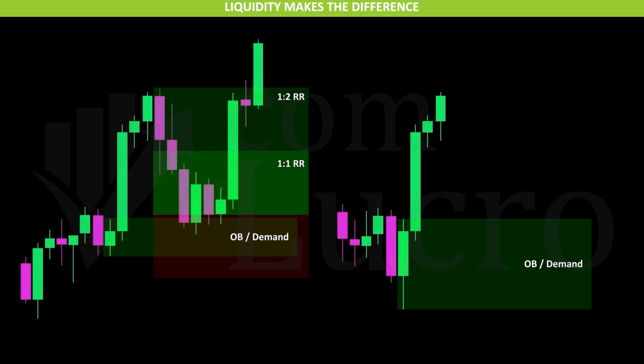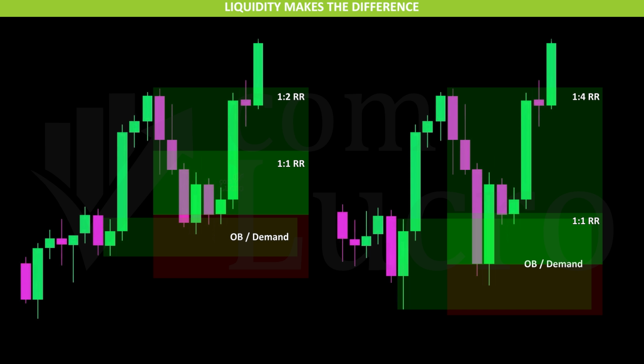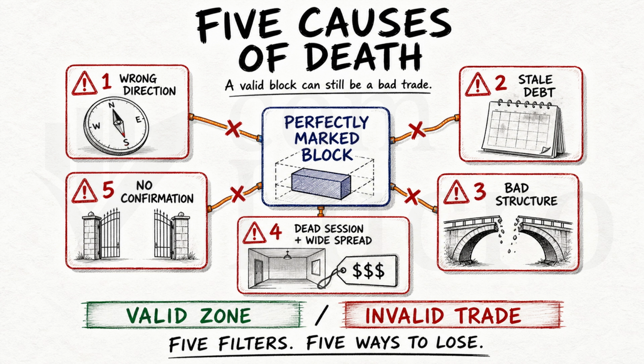If the zone is large, you have 2 options. Enter around the middle for a better risk-to-reward ratio, or drop to a lower time frame and let price show you rejection before you commit. Both are defensible. What isn't defensible is entering at the far edge of a wide zone and then calling the stop out a bad setup. So that's the anatomy. Now let's talk about why a perfectly marked order block still fails, because the 5 conditions that follow are, in practice, 5 causes of death.